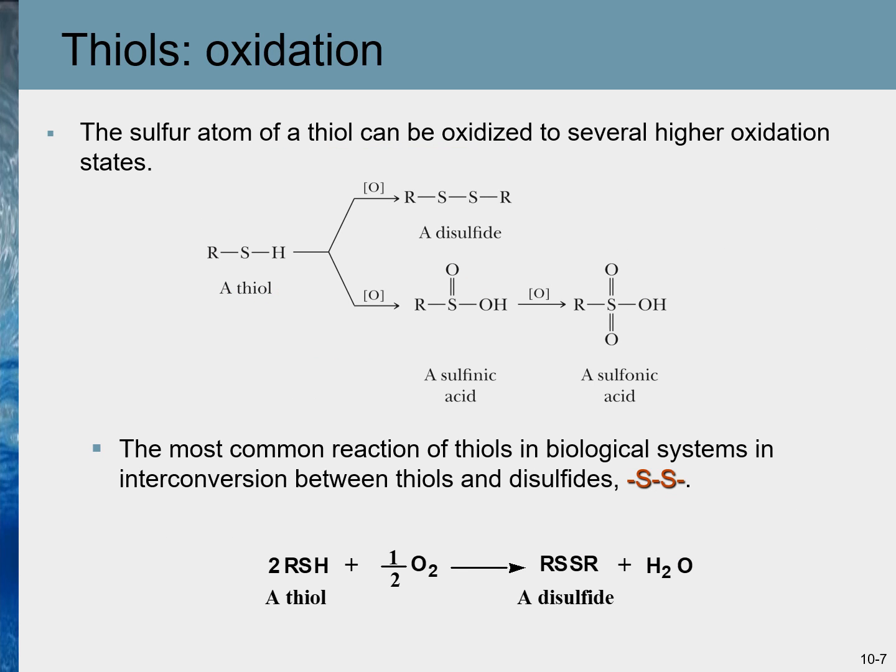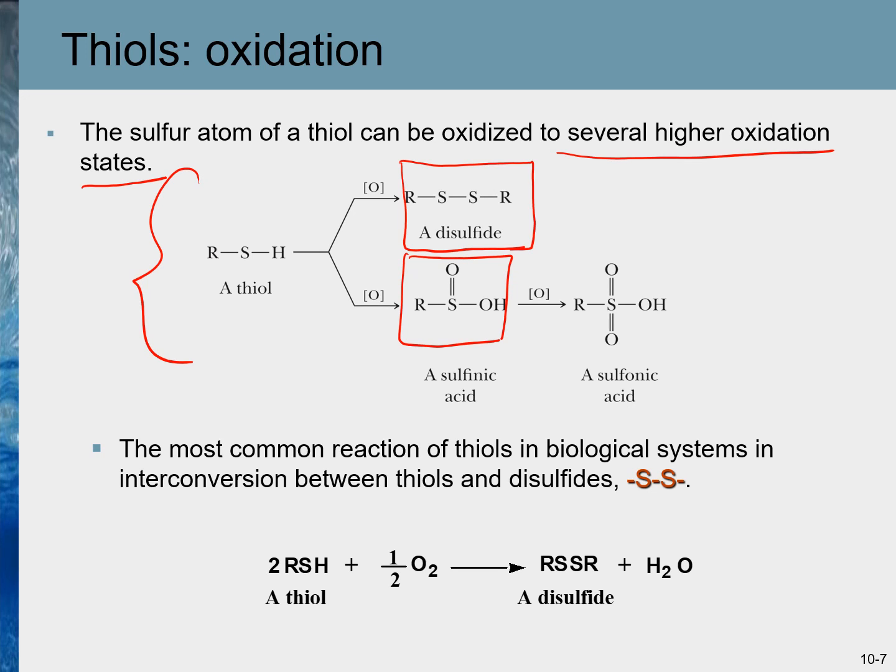Most of the chemical properties of thiols are due to the fact that the sulfur atom of a thiol is oxidized easily to several higher oxidation states. The most common of these oxidation processes are shown here. A thiol can be oxidized to a disulfide, or it can also be oxidized to sulfenic acid, and further oxidation of sulfenic acid will result in formation of sulfonic acid.